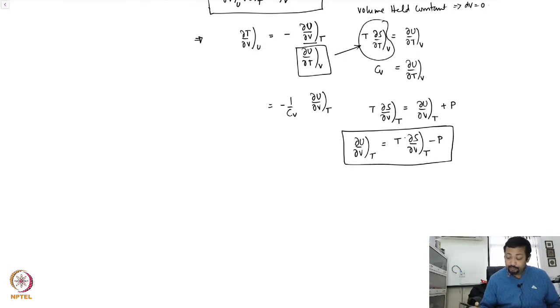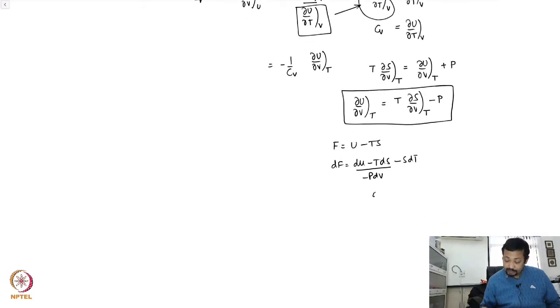So now I have to figure out what is (∂S/∂V), T held constant. If I now use, let's say, F as U minus TS, so that dF is going to be dU minus TdS minus SdT, and dU minus TdS is minus PdV, so that (∂S/∂V) at constant temperature is (∂P/∂T) at constant volume.